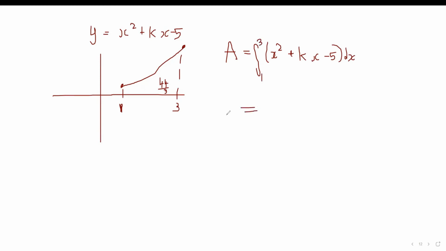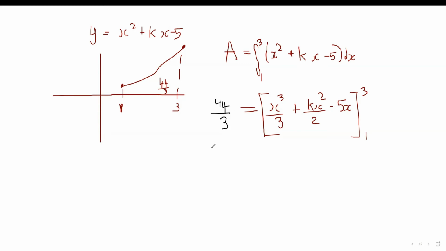Integrating that now, the area is going to be equal to, add 1 to the power, x cubed, and we divide by the power, 3. Then plus, add 1 to the power, that's kx squared, then we divide by the power of 2. Then we add 1 to the power, that's minus 5x. And we have to bear in mind that we're integrating from 1 to 3. But remember, the area that was given was 44 over 3. Nice, see? This is 44 over 3.